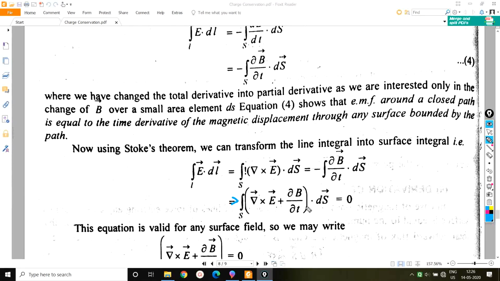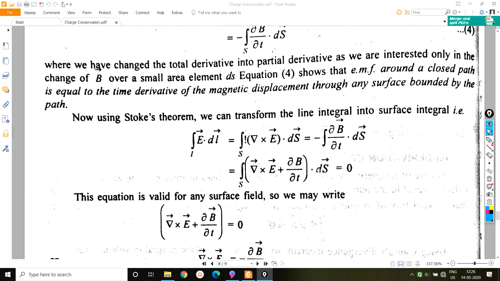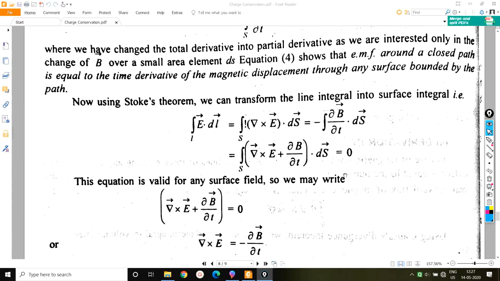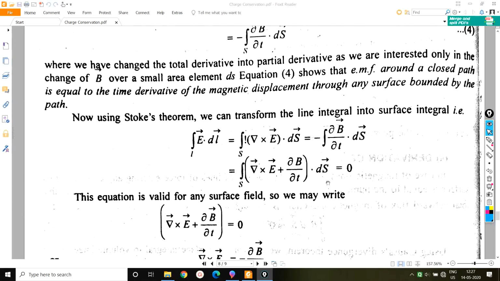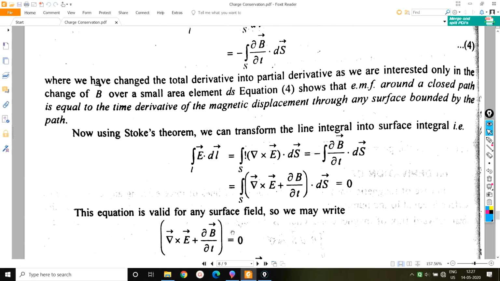So this one comes in a very simple way. Since this equation is true for any surface, here we have a loop and we have a surface, but the loop is arbitrary, the surface is also arbitrary. So the surface integration of curl of E plus del B del t dot ds is equal to 0 for any surface, and that is why you can write that curl of E plus del B del t equals 0.